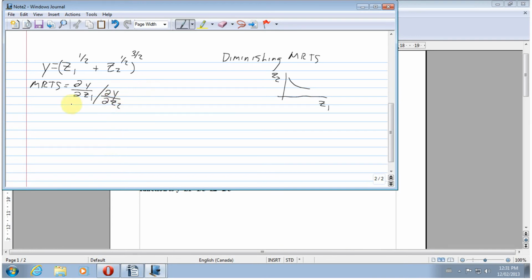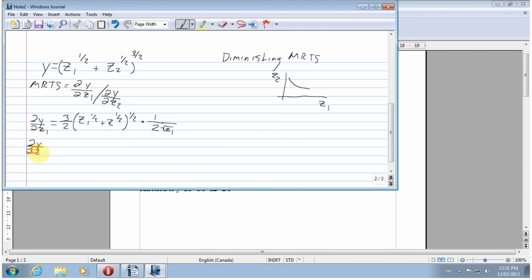Okay, so just taking the derivatives of that, of course we have chain rule in here and we have all kinds of things going on. So dy/dz1 is 3 over 2 times (z1 to the half plus z2 to the half), all to the power 1 half, right? Times the derivative of what's inside, which is z1 to the 1 half. So that's going to be 1 over 2 root z1. Okay?